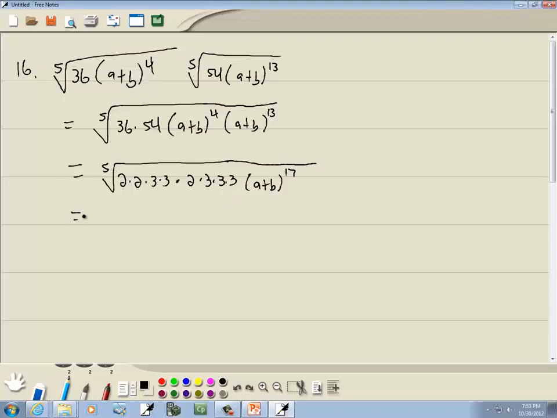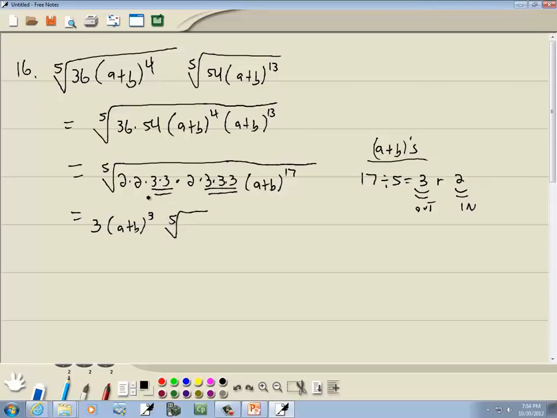Okay, now our index is 5, so we're looking for a set of 5 of something. Well, we have 2 3s there and 3 3s here. So we got 5 3s total. So those are going to come out in front as a single 3. Now 2s I can't do anything with because there's only 3 of them. Now the a plus b's. Again, we take our power, which is 17, divide by our index, which is 5. And that gives us 3 with a remainder of 2. This is how many we have come out, and this is how many we have stay in. So we're going to have a plus b to the third power.